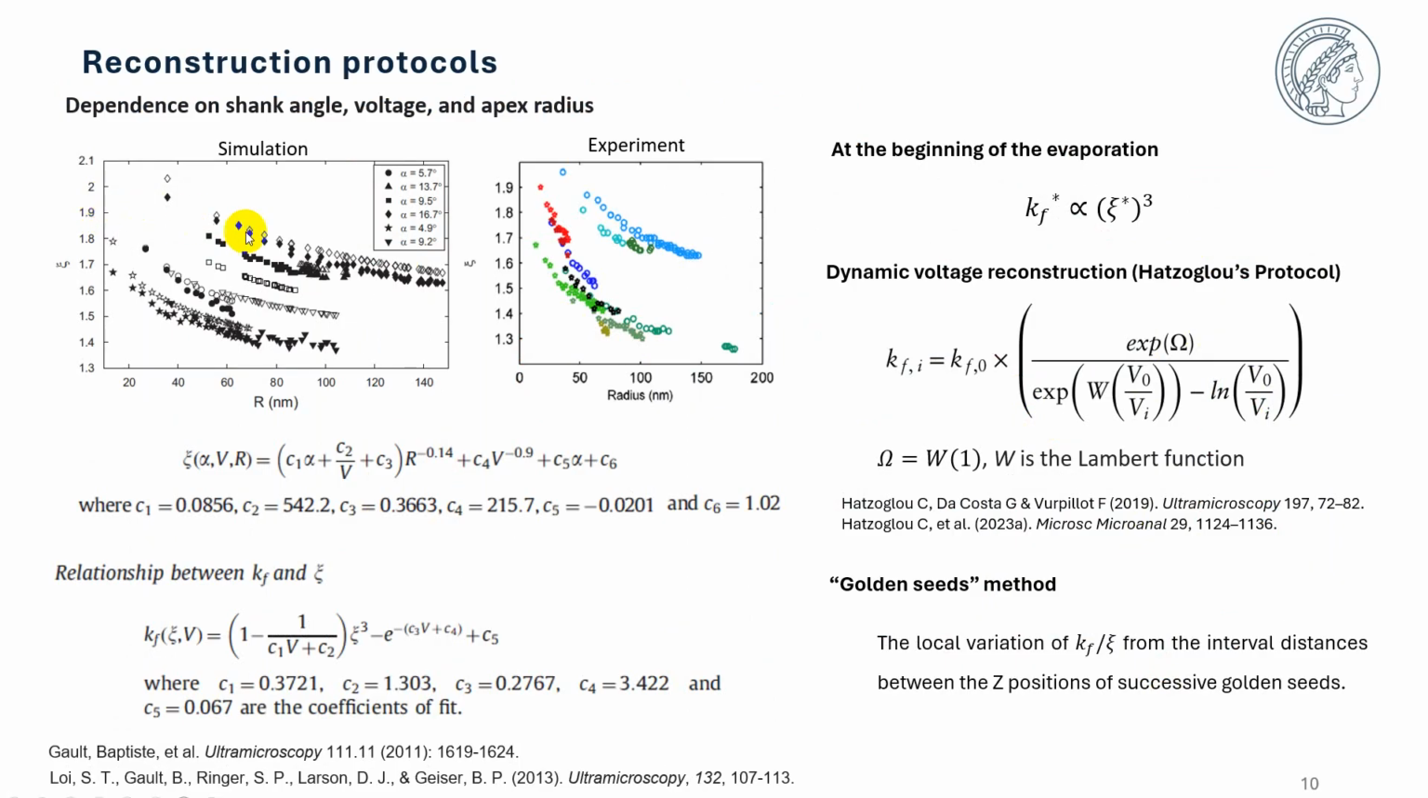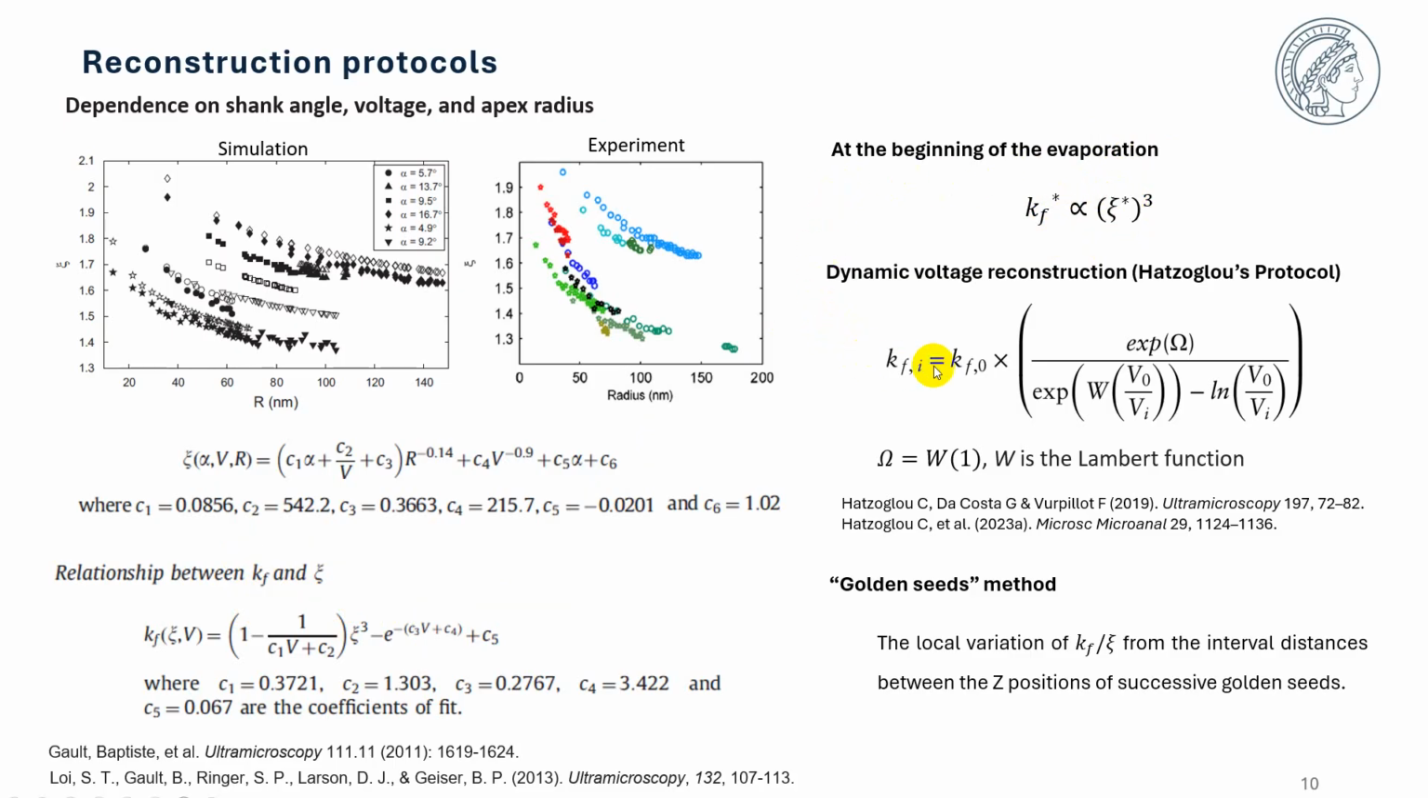Okay, so from many previous studies, we have reviewed that the reconstruction parameters, for example, ICF and also KF, are dependent on the shank angle, voltage, and apex radius. So we have a relationship, maybe a little bit complex, between the reconstruction parameters and the factors that affect them. And also we have a relationship between the ICF and KF. If we simplify this relationship, we can get that KF is approximately proportional to the cube of ICF.